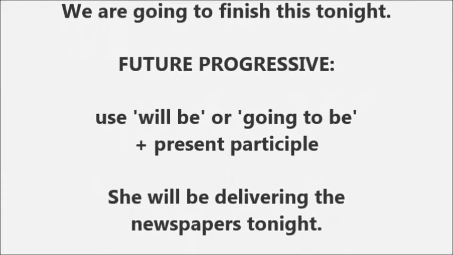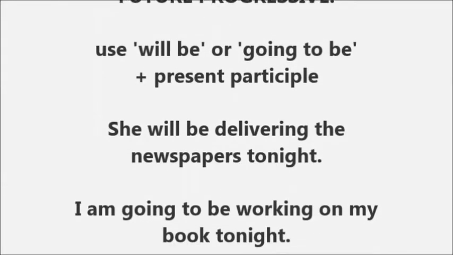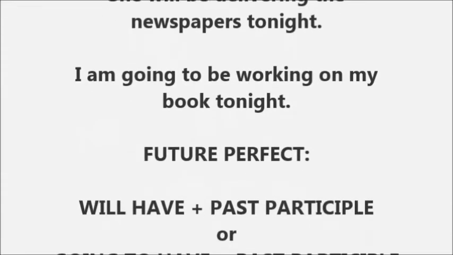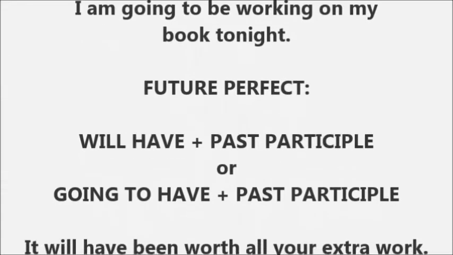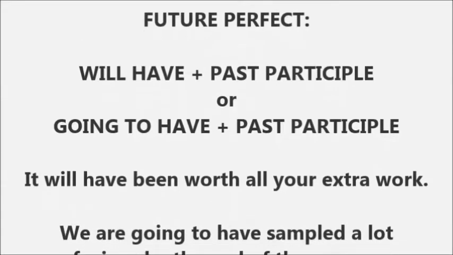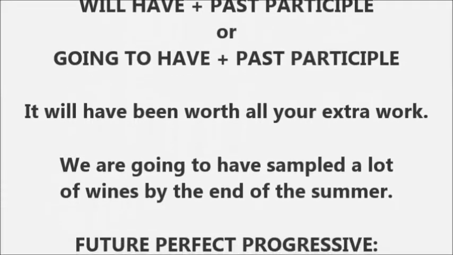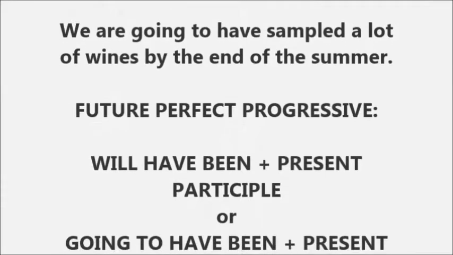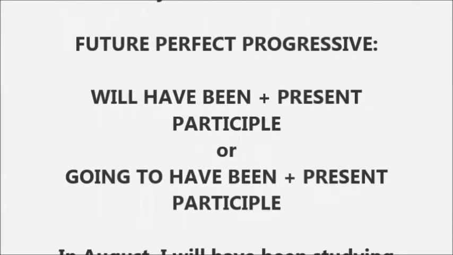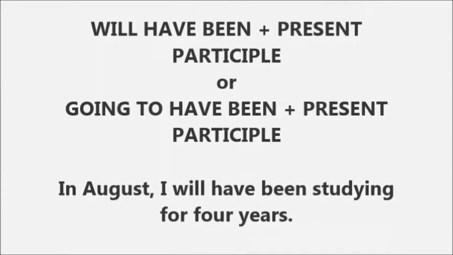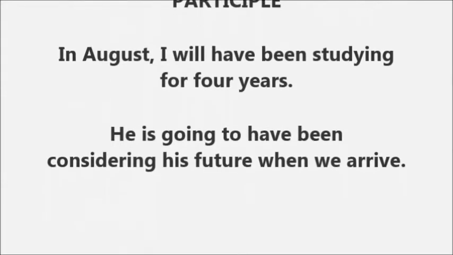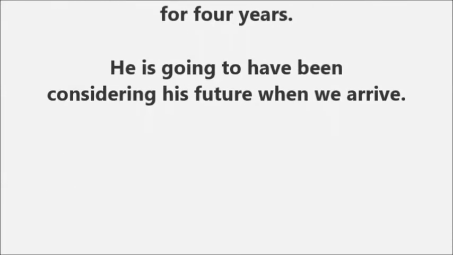Future progressive, use will be or going to be plus present participle. She will be delivering the newspapers tonight. I am going to be working on my book tonight. Future perfect, that is will have plus past participle or going to have plus past participle. It will have been worth all your extra work. We are going to have sampled a lot of wines by the end of the summer. Future perfect progressive, that is will have been plus present participle or going to have been plus present participle. In August I will have been studying for 4 years. He is going to have been considering his future when we arrive.